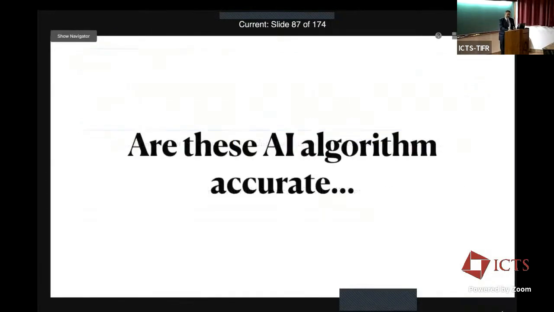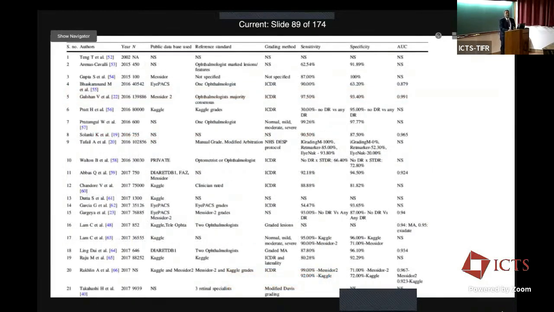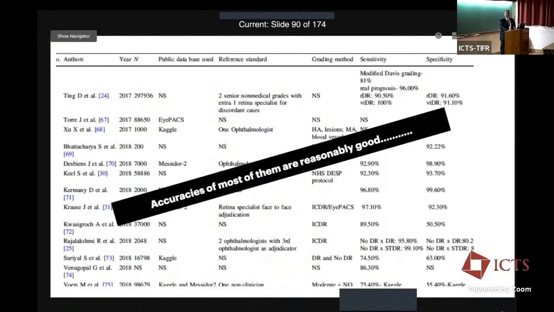The big question is, are these algorithms accurate? This was our first paper, Arvind and Sankara Nethralaya, we worked with Google, and this was published way back in 2016. This was the first publication which spoke about using deep learning for diabetic retinopathy diagnosis. Happy to share that it was judged as one of the top 10 articles of the decade by JAMA, with very high citations. After that, there has been a series of work on diabetic retinopathy, and the accuracies of all of them seem to be reasonably good.